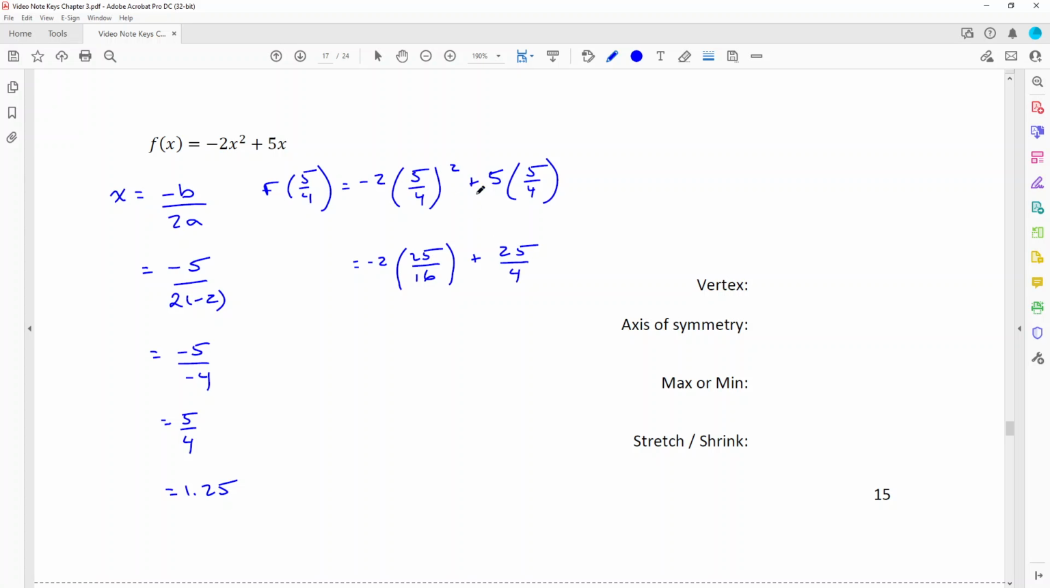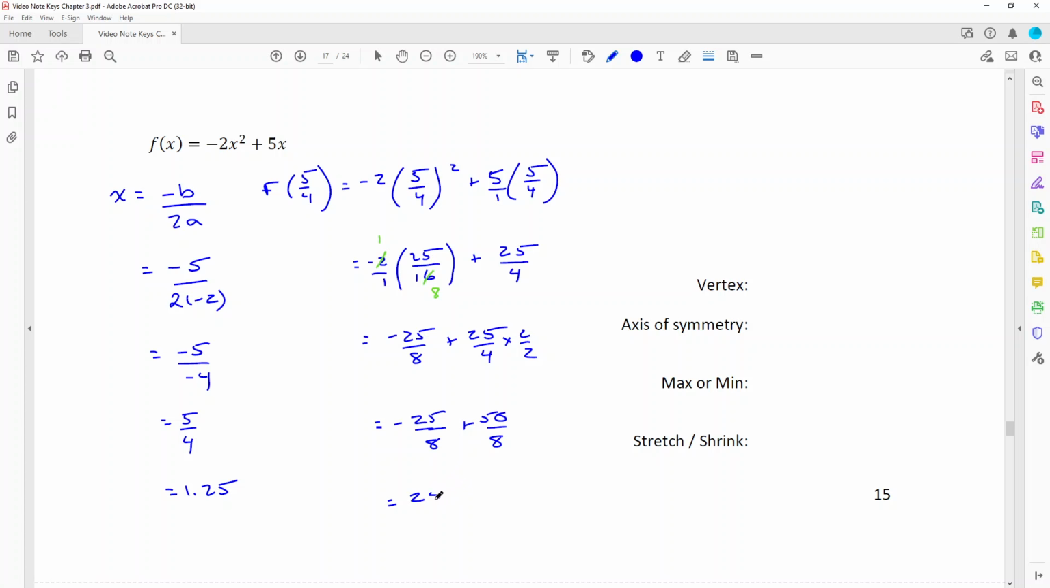Okay, so I squared 5/4. I did 5 over 1 times 5 over 4, and now I'm going to do negative 2 over 1 times 25 over 16, so that's going to simplify. 2 goes into itself once, and into 16 8 times. So I get negative 25 over 8 plus 25 over 4. I'm going to create a common denominator. Negative 25 over 8 plus 50 over 8 gives me 25 over 8.